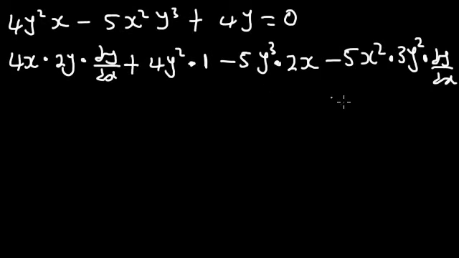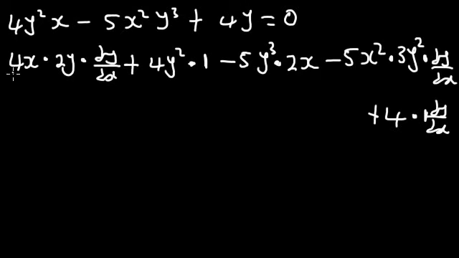Now the derivative of 4y. Let me just put it there, but it's a continuation, don't forget. The derivative of 4y is 4 times dy/dx, since the derivative of y is 1 times dy/dx. And the derivative of 0 is still 0. Okay, so we can continue.